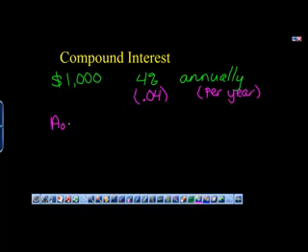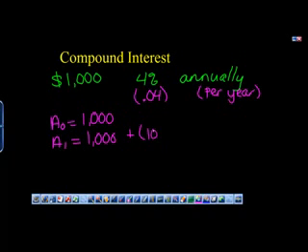What is Sarah going to have when she begins? Well, in her account, she will have $1,000 as she begins, at 0 years. After her first year, however, she will have the $1,000 that she started with, plus $1,000 times that 4%, giving her a total of $1,040 after 1 year.